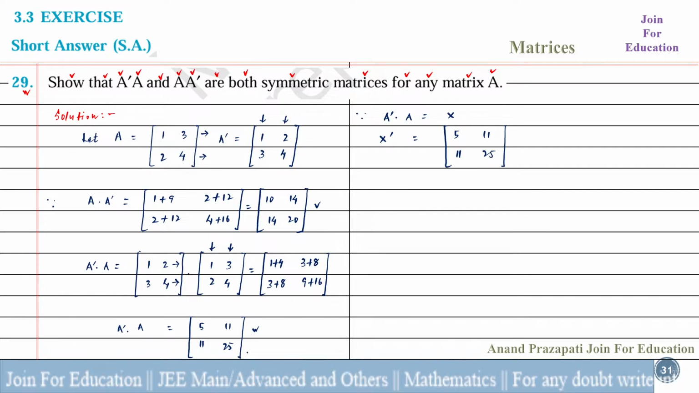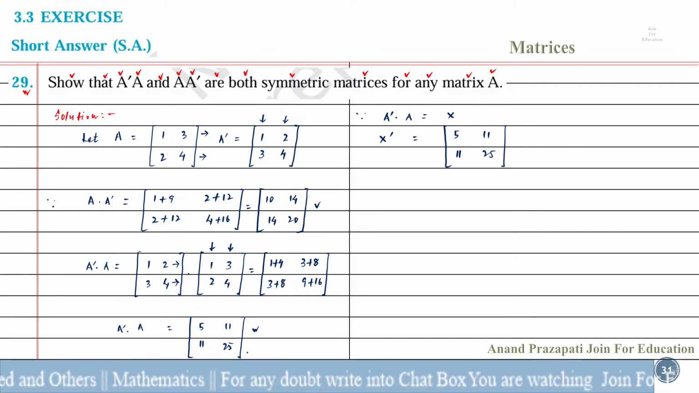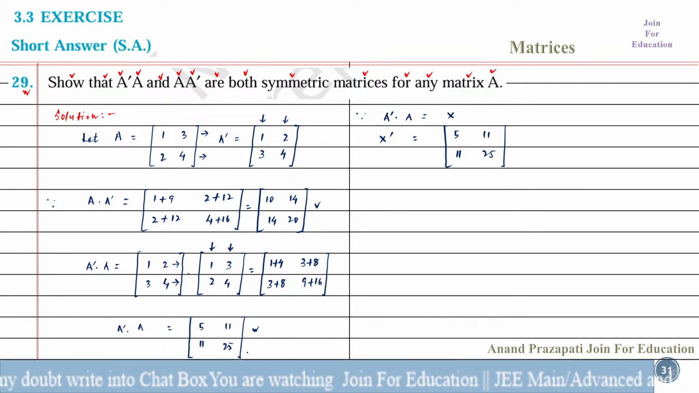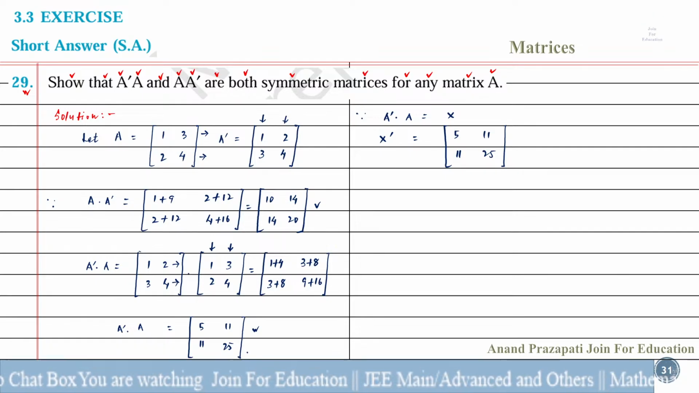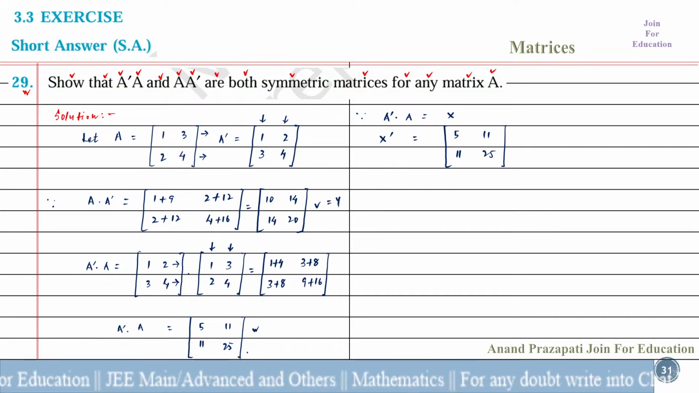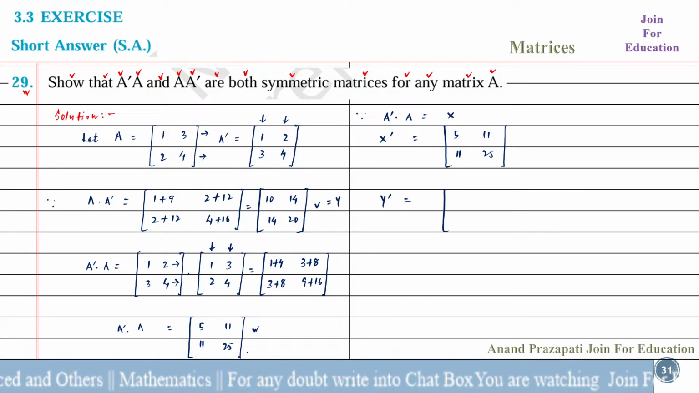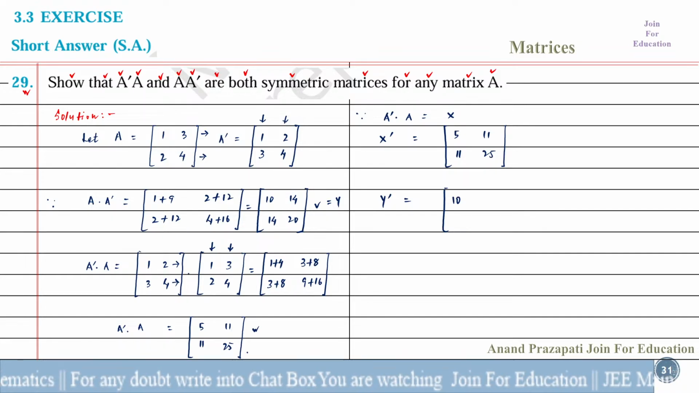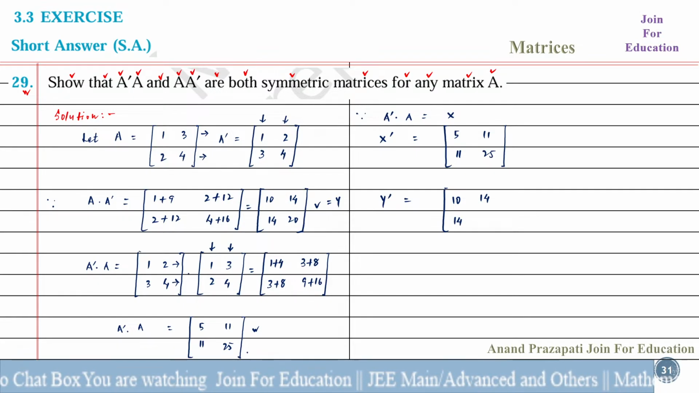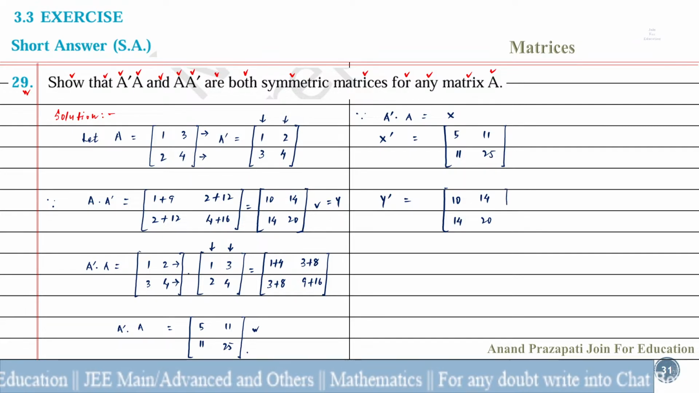Hope there is no problem to understand up to this step, and suppose A into transpose of A equal to Y, therefore the transpose of Y will be 10, 14, and this one will be 14, 20. Hope there is no problem to understand up to this step.